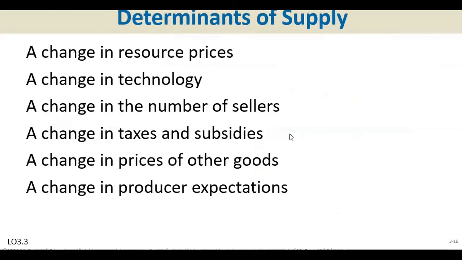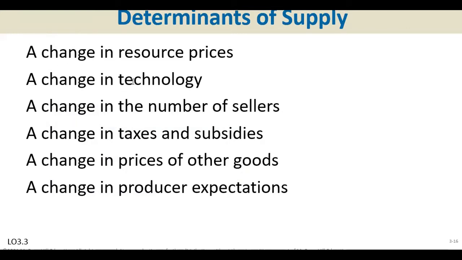So here are the determinants of supply, anything that can change the supply schedule or supply curve. First, change in the resource prices. We know that the resources are what the supplier will use to produce the output, which is a product. So if the price of those resources changes, that will impact the cost of production. Eventually, it is going to impact the quantity that the supplier will put on the market.